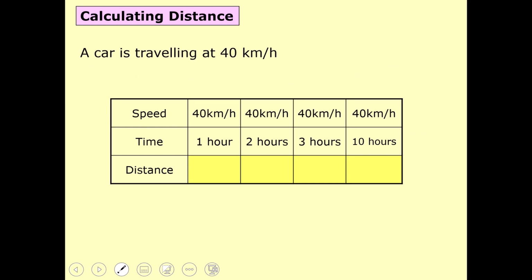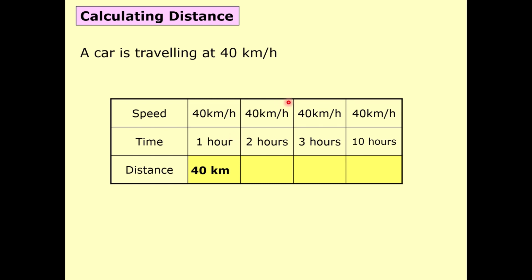So let's first think about calculating distance. Let's say a car is travelling 40 kilometres an hour. If we look at the first column of our table here, we've got speed, time and distance. So we know the speed, they are travelling 40 kilometres per hour. Let's say they're just travelling for 1 hour. So the key is in the speed units here, kilometres per hour. That means every hour they're going to travel 40 kilometres.